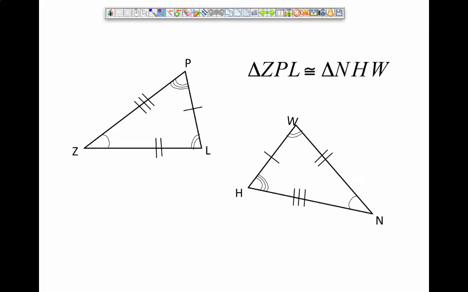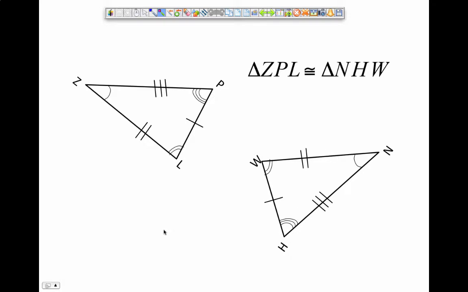So if you look at this one just really quickly, if I give you angle L, you'll give me what? Angle L is right here. Angle W. That's where the matching marks are, and L and W are matching parts over there. I give you angle P, you give me angle H. They have matching marks, and they're both in the middle. P and H are both in the middle. I give you angle Z, you give me angle N, they match, and they're both in the first spots.